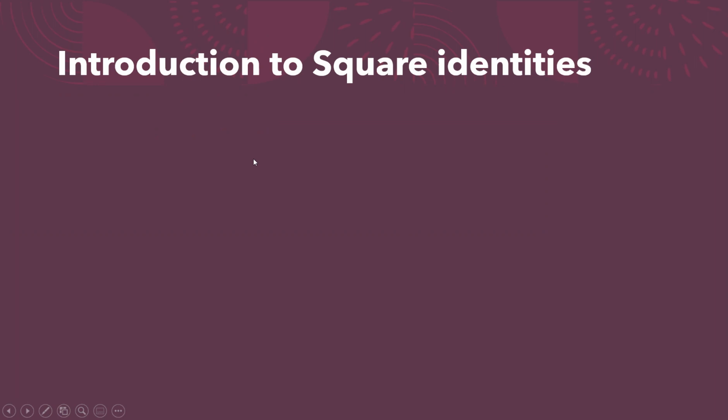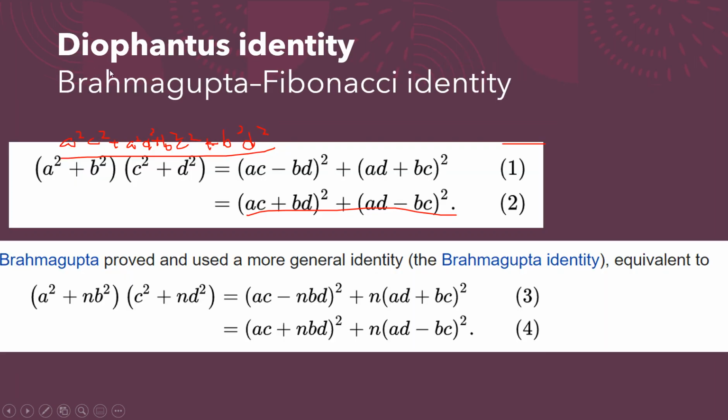Okay, so the first identity I want to show is the Diophantus identity. This one is very famous: a squared plus b squared times c squared plus d squared equals (ac minus bd) squared plus (ad plus bc) squared. The proof is really simple. You just expand it.